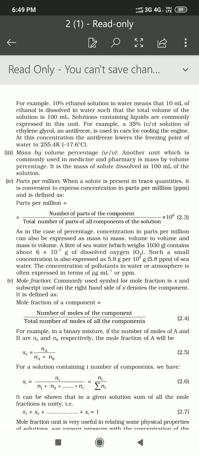Now, what is parts per million? We express it as ppm. It is the number of parts of the component divided by the total number of parts of all components of the solution, into 10 to the power 6. A liter of seawater, which weighs 1030 grams, contains about 6 into 10 to the power minus 3 grams of dissolved oxygen. So it is present in very small amount. Then only we can use such a unit, parts per million.